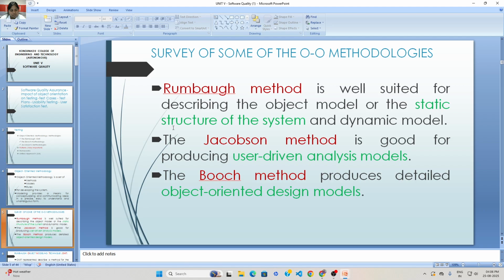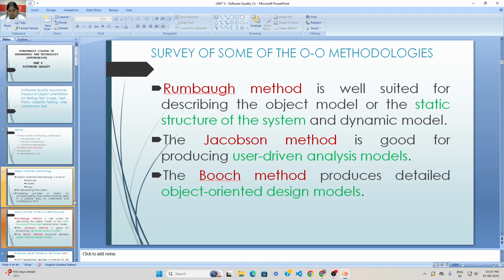It was developed by James Rambach, and it focuses on analysis and design of object-oriented systems. It has three models: object model, dynamic model, and functional model. We will see these models later.